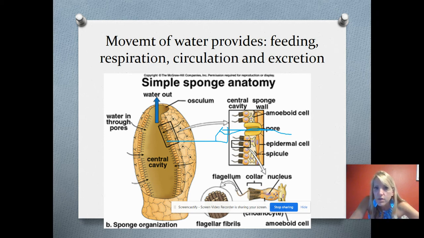In there, and then these are called collar cells. That's right there. See, it's called a collar cell. There's the flagella, which helps to move the water out, so it doesn't just stay there. It just helps to move it up.